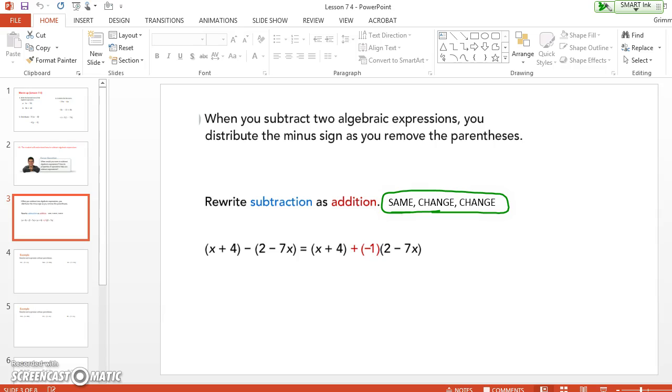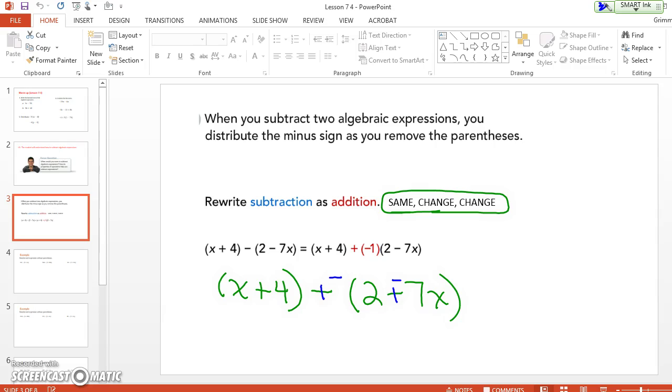So our problem right here is x plus 4, now we have a minus 2 minus 7x. Anytime we have subtraction, no matter what, we have to do same, change, change. So there's 2 times in here I have to do this: same, change, change, and same, change, change. I'm not sure why I don't see writing. I see like 3 people writing.